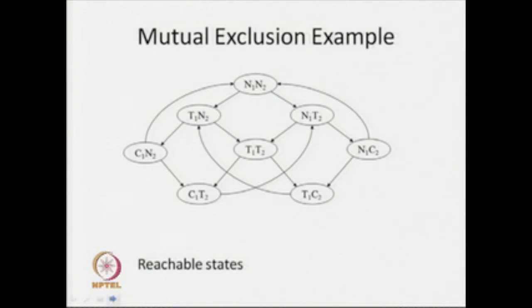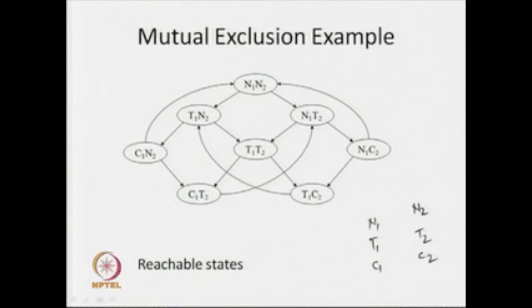Now, here we are talking about some state variables. We can have, for process P1, N1, T1 and C1, and for process P2, N2, T2 and C2.